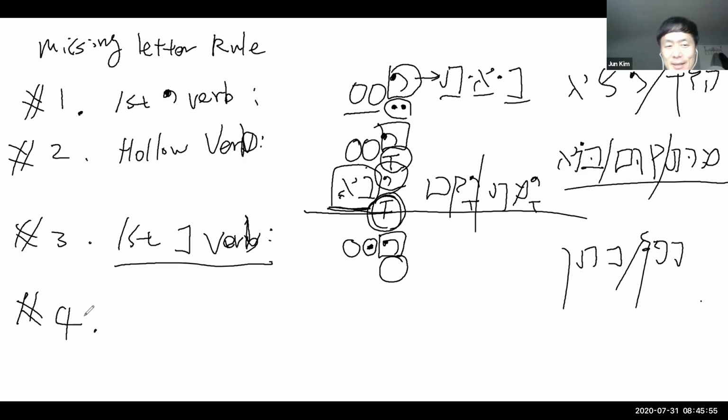Okay, so the fourth missing letter rule: if the verb is using prefix form, and the vowel pointing under the prefix is anything other than tsere or kamets. All right. Then, can you give us an example? An example. Such as what?